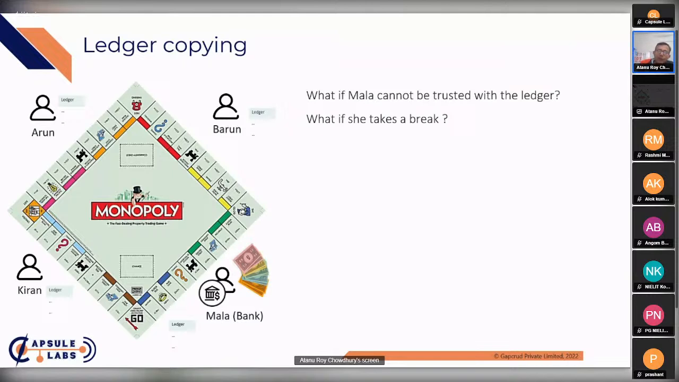Because the moment there is a disagreement, Arun says, yes, I paid. Borun says, no, you did not pay. This causes delays and inefficiencies. While in the context of a Monopoly game, this can be settled over a cup of tea, if the same kind of disagreement were to happen over a property, I can imagine that it will not be settled over a cup of tea, right?